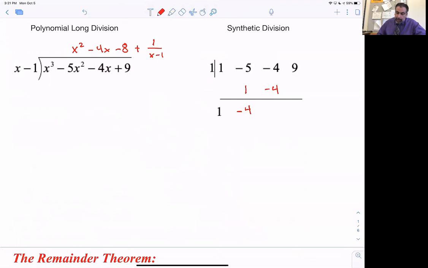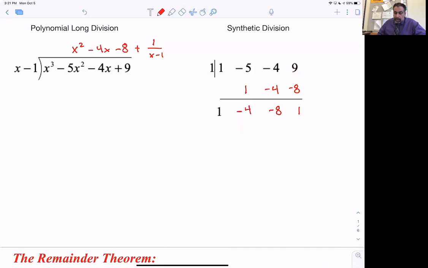And then you're going to add that column. And that's where you get -8. So now you're going to do the 1 times -8. And that puts -8 up there. And now you add that column. And when you add this column, it's your last column, this will be your remainder. So you've got a remainder of 1.